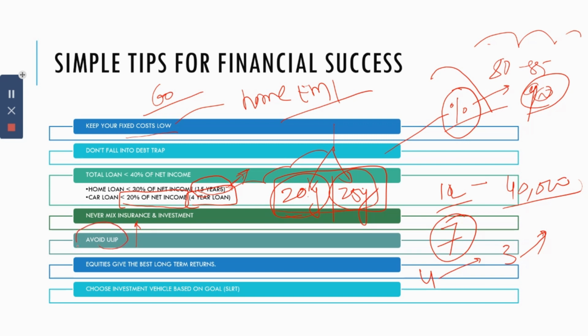Avoid ULIP. I think we can have a separate session on this, but ULIPs are sold by banks nowadays as mutual funds, and these are not mutual funds. They are nowhere near mutual funds. For some time they had a tax advantage, which I think is no longer there to that extent. We should simply be avoiding this.